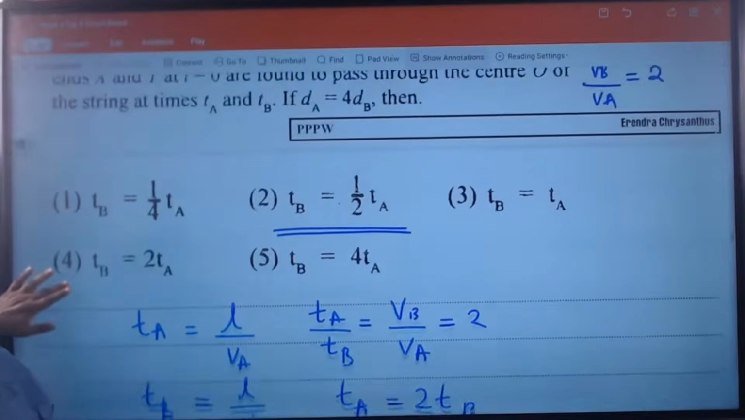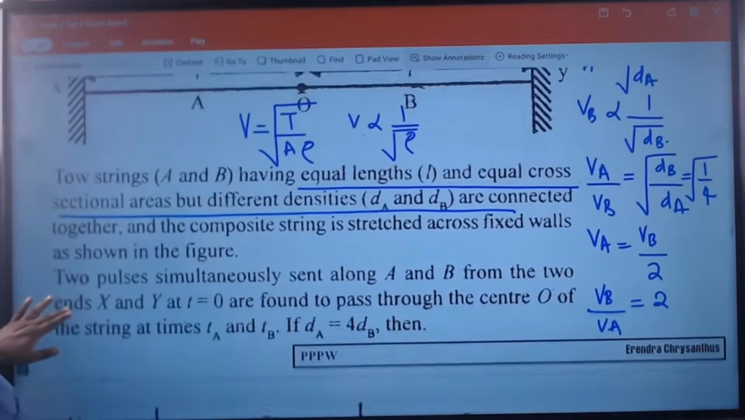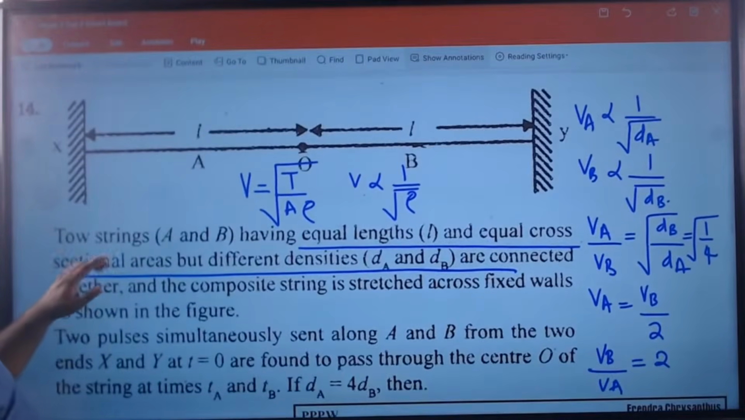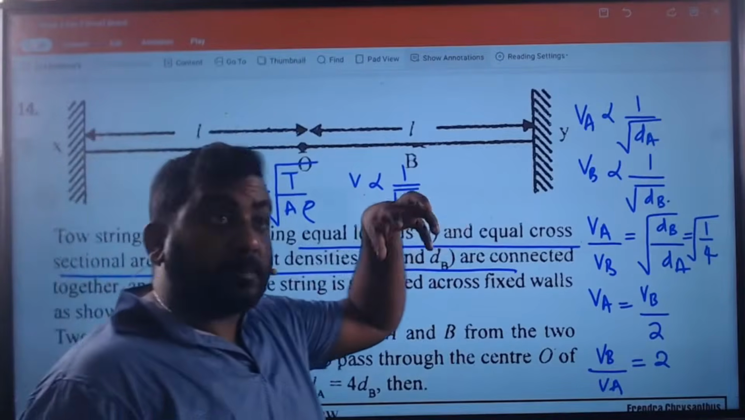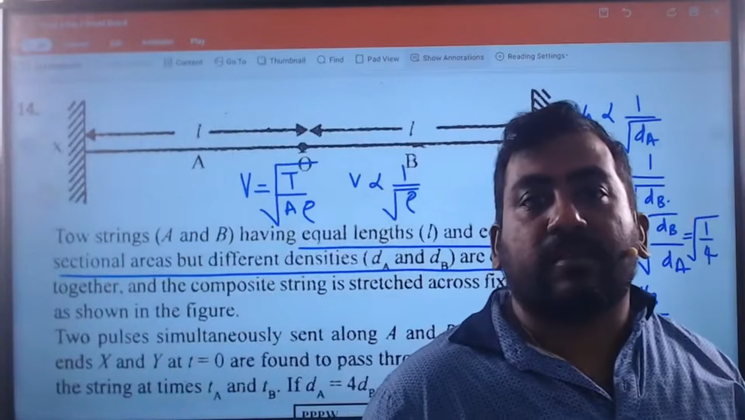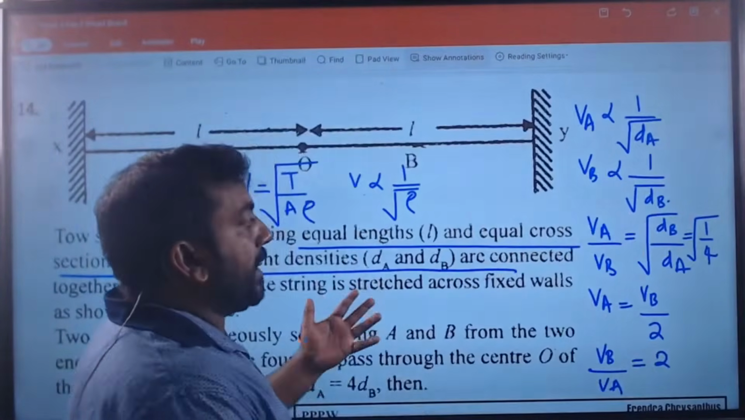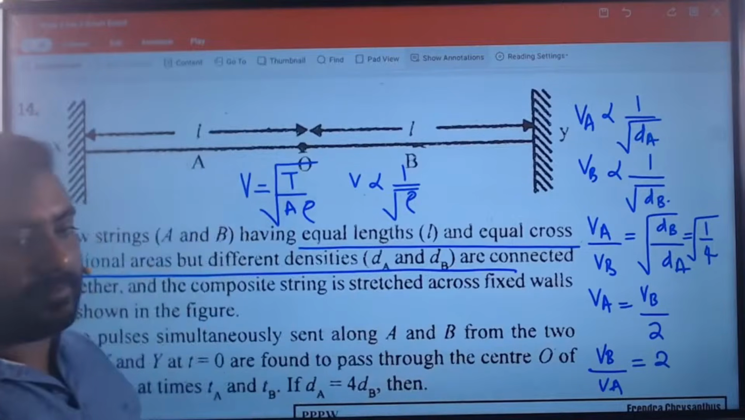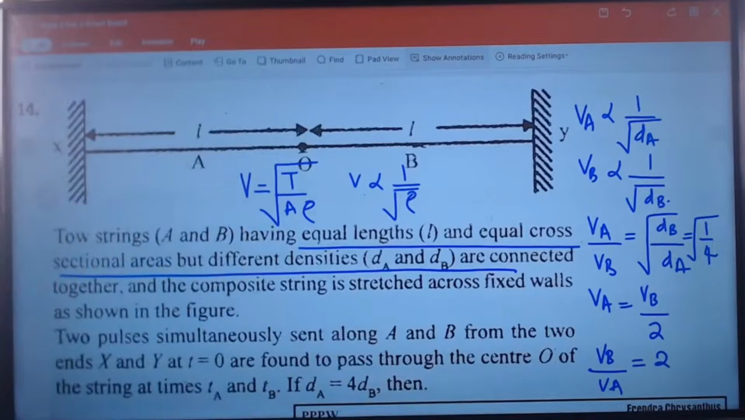Right now? So again look, when the densities are different, the speed of the wave in the string will also be different. Speed is different means time taken will be different. Once you need it, write it down.